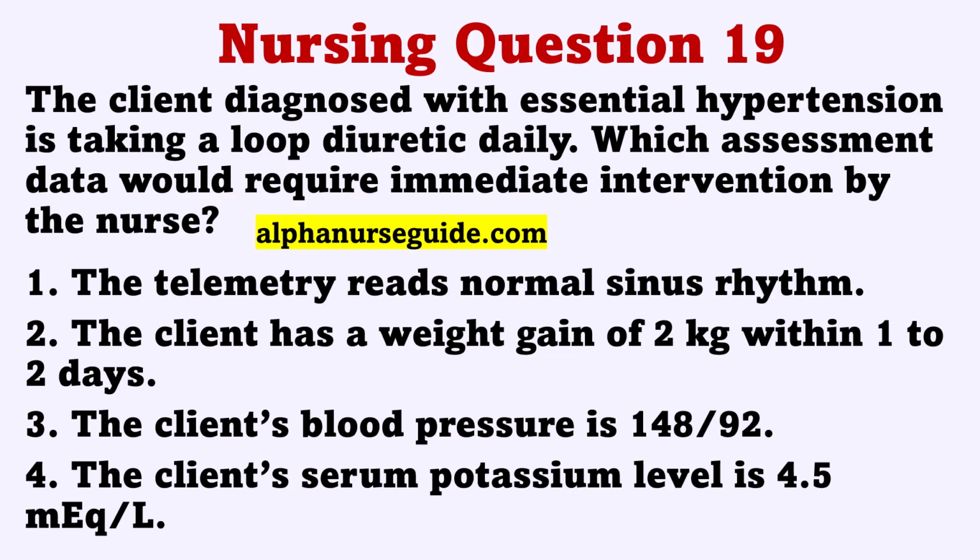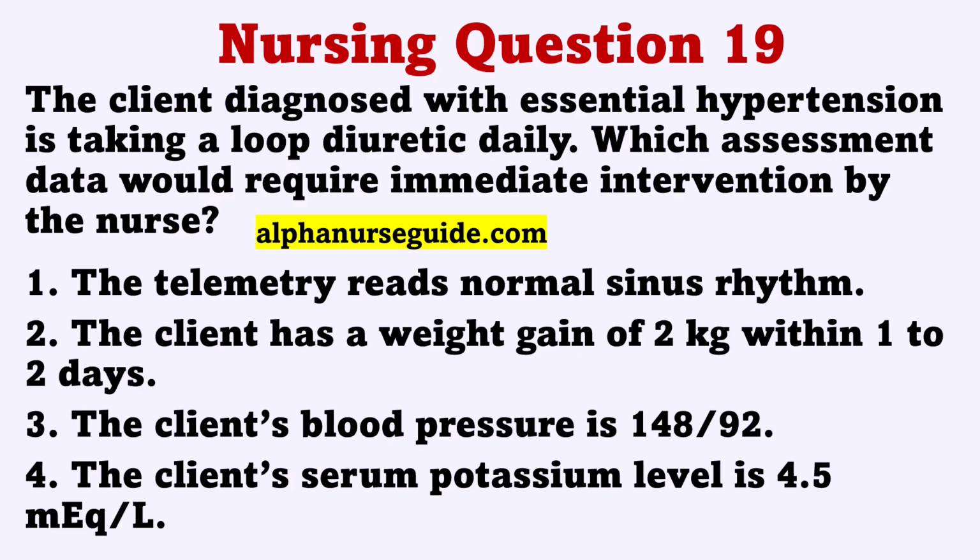Rapid weight gain, for example, 2 kilograms in 1 to 2 days, indicates that the loop diuretic is not working effectively. 2 kilograms equals 4.4 pounds. 1 liter of fluid weighs 1 kilogram. Normal sinus rhythm indicates that the client's heart is working normally. The blood pressure in option 3 is not life-threateningly high and does not require immediate intervention. Loop diuretics cause an increase in potassium excretion in the urine. Therefore, the potassium level should be assessed, but 4.5 milliequivalents per liter is within normal limits.